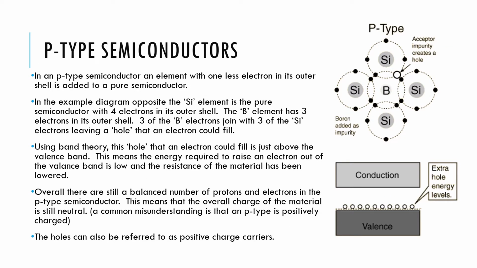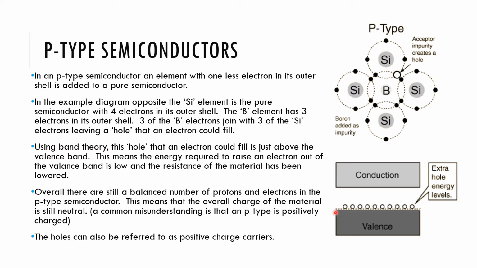Now, P-type semiconductors are the opposite thing happening here. We take a silicon with 4 electrons in the outer shell and we dope it with another element that has 3 electrons in its outer shell. So in this one, Si is our silicon, and B is the element with 3 electrons. Now this here is a hole, we call it, and the impurity creates a hole. So we have this space where an electron could be, a space that an electron could fill, and we call it a hole.